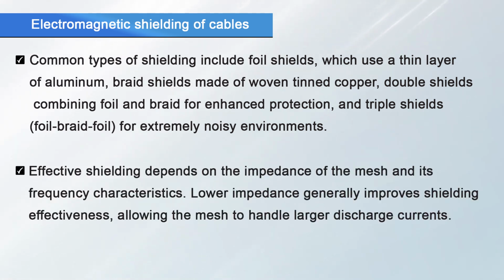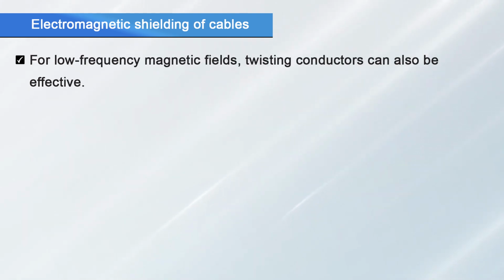The effective shielding depends on the impedance of the mesh and its frequency characteristics. The lower impedance generally improves the shielding effectiveness, which allows the mesh to handle the large discharge currents. For low frequency magnetic fields, generally twisting conductors can also be effective and can be used.